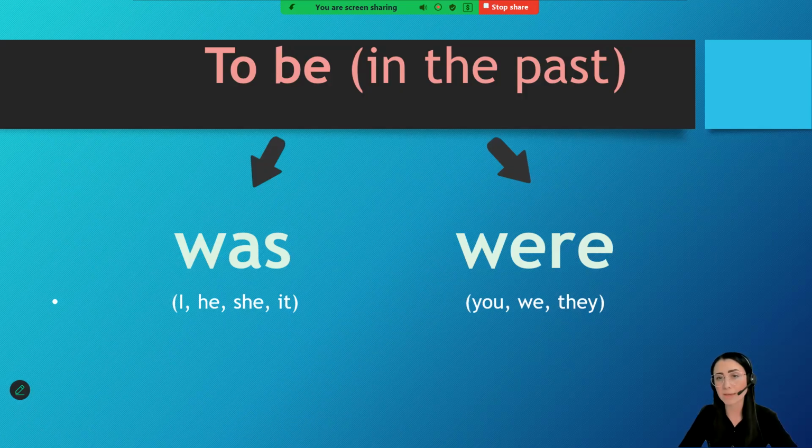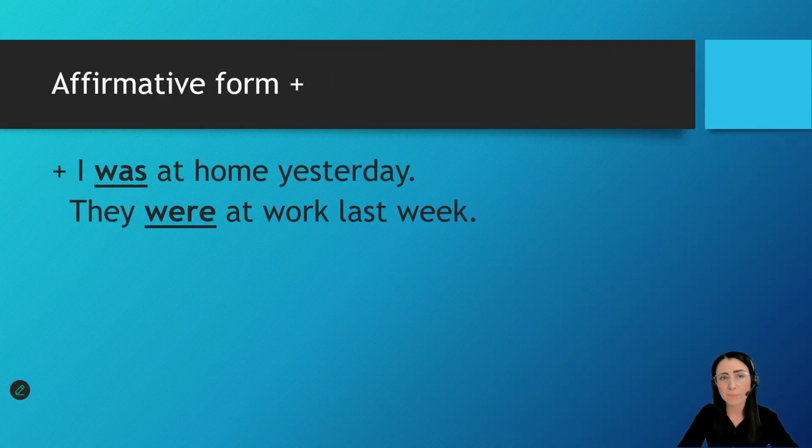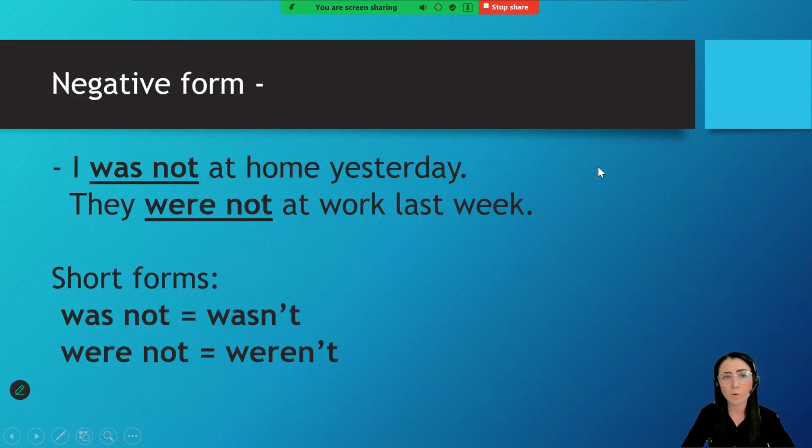For you, we, and they, we use were. For example, I was at home yesterday. They were at work last week. This was the affirmative form.